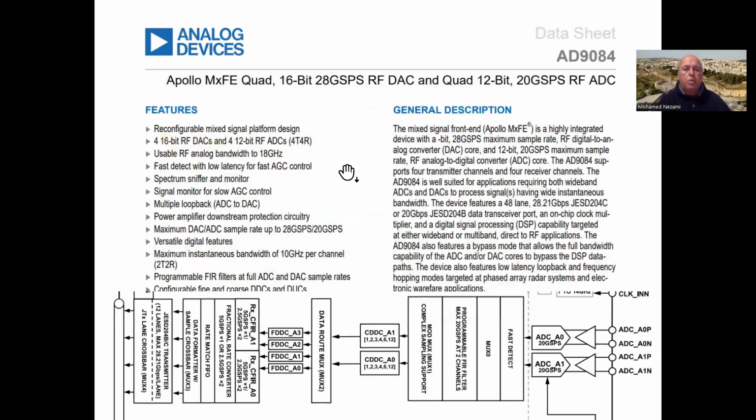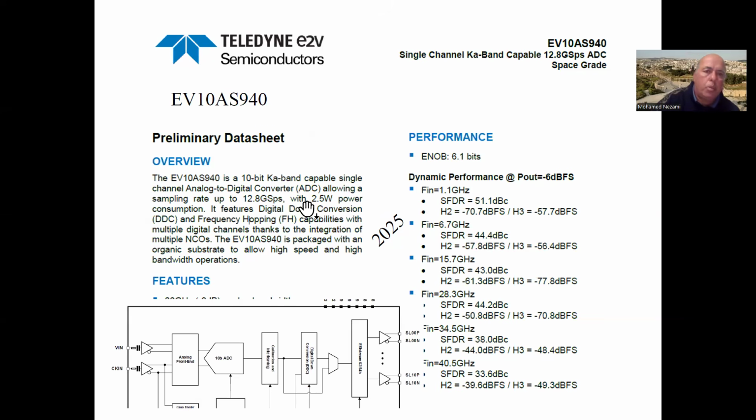All right, so okay, here we come to this one here. This one is a newer device, 20 gigasamples per second. Okay, so this is a huge jump. And you can see the instantaneous bandwidth is 10 gigahertz as well. Okay, so now we come to here.